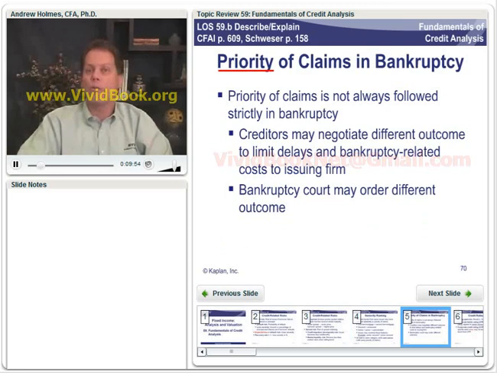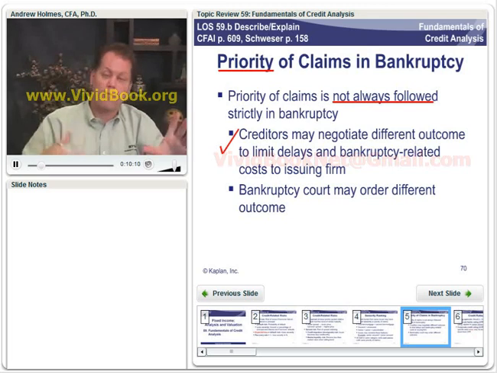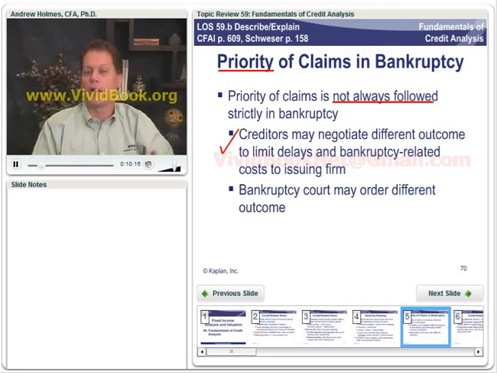Now, that's what the framework says. But you have to remember that the priority here, as stated in the law, is not always going to be followed. A couple of reasons for that. One, the creditors themselves may say, okay, I realize that we are in second position, and you're going to pay something to third, fourth, and fifth. But if you'll just get us done and get us out of here, we'll take 90 cents on the dollar or something along those lines.